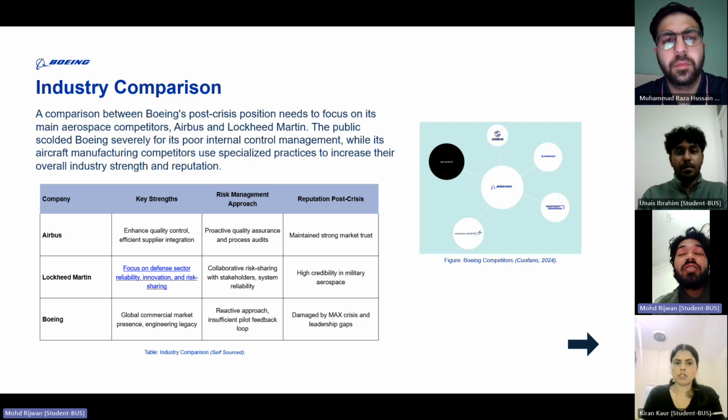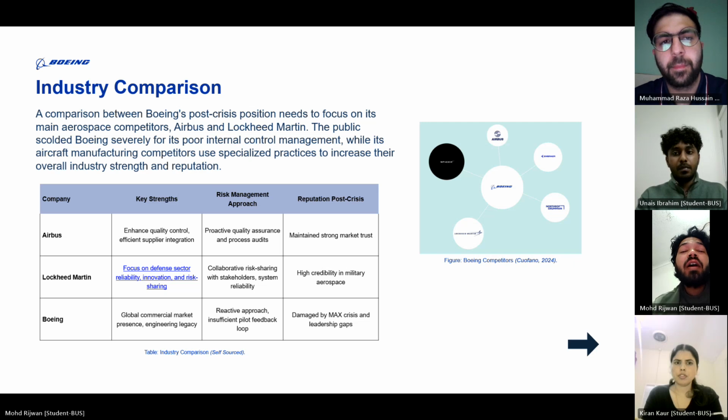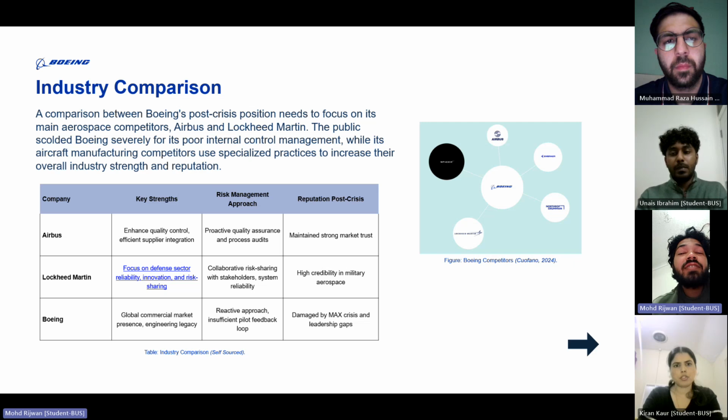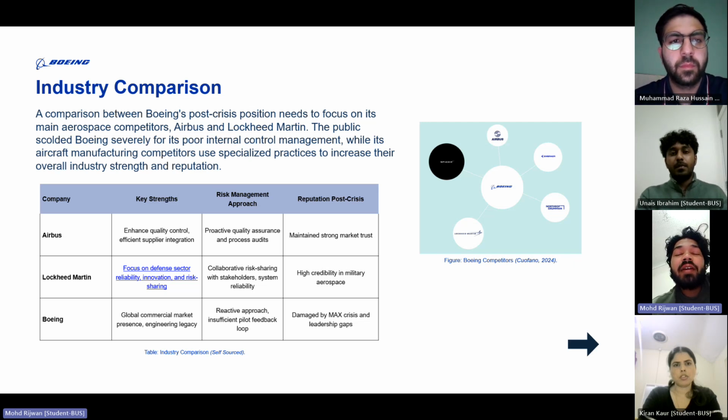Now, comparing this to Boeing, we can see some significant gaps. Boeing's approach has been more reactive, responding to issues after they arise rather than preventing them, with weak internal controls and delayed corrective actions, especially around the MCAS systems. This comparison highlights that while Boeing has a global reach, it needs serious restructuring to compete at the same level of resilience and trust as its peers. The next slide is explained by my next colleague, Yunus Ibrahim.